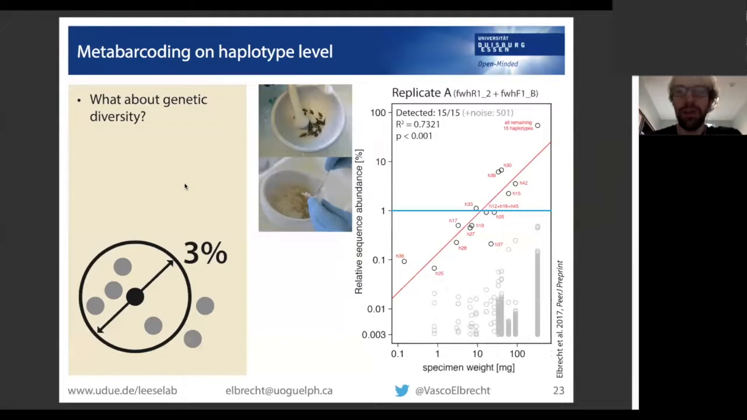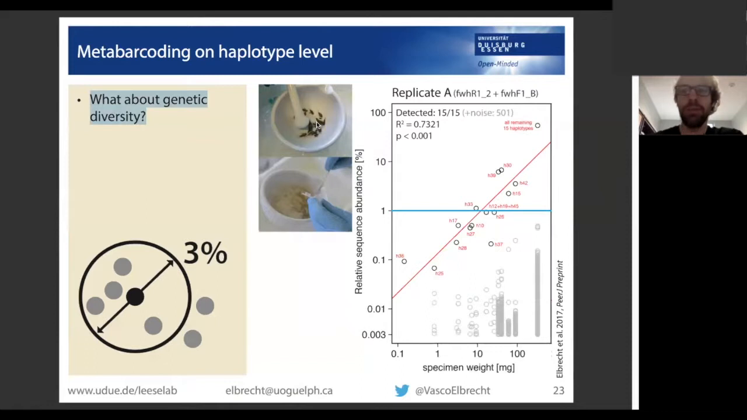So genetic diversity: we have here, I hope you can see this, different specimens of one single stonefly, and all of those have a unique haplotype. So each can be identified by a unique sequence. The sequences are very similar, around this 1% sequence range within a species, but all can have a few base pair differences to each other.